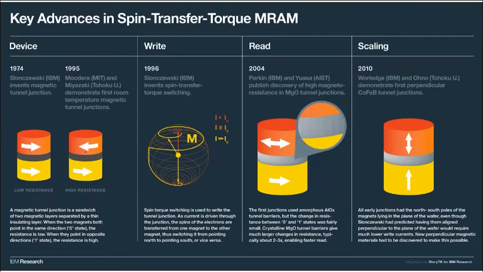Some years later, this interleaving barrier was made with higher resistance, which improved the write speed. And then later on, the read speed was improved by flipping the spins from in-plane to out-of-plane. So the idea is it took more than 30 years to go from the inception of the idea to something that's scalable and efficient, that can be used for some industrial application.